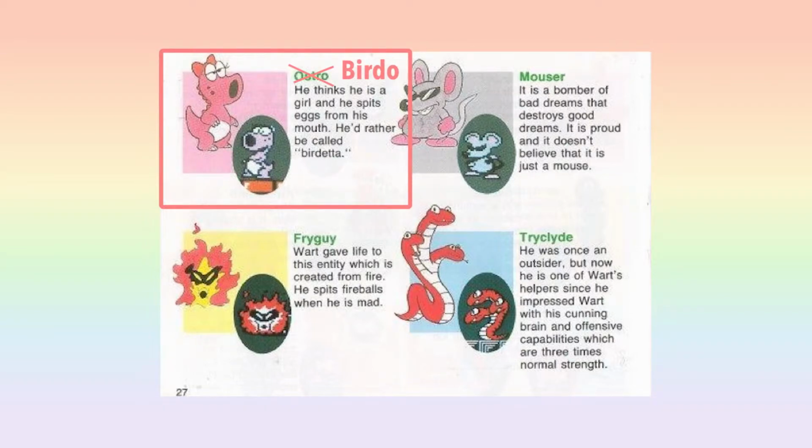He thinks he is a girl and he spits eggs from his mouth. He'd rather be called Birdetta.